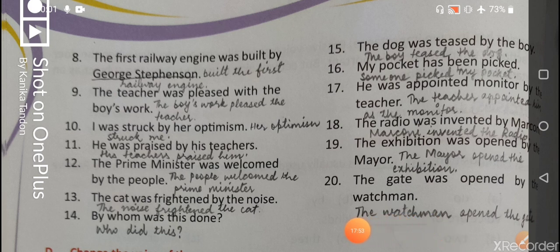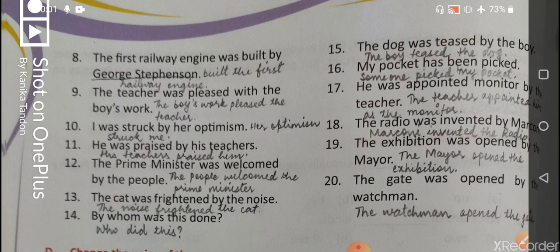The dog was teased by the boy. So the boy teased the dog. My pocket has been picked. So someone picked my pocket. Okay. Next is he was appointed monitor by the teacher. The teacher appointed him as the monitor.